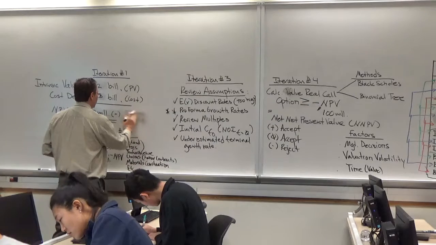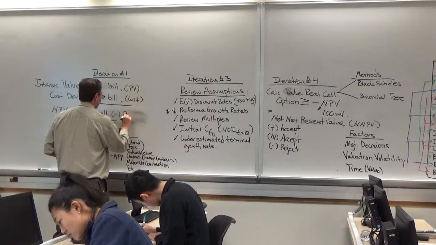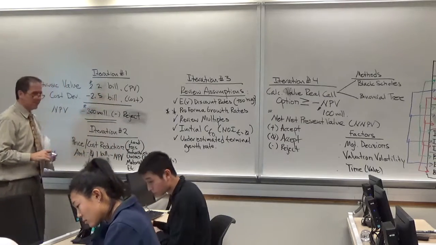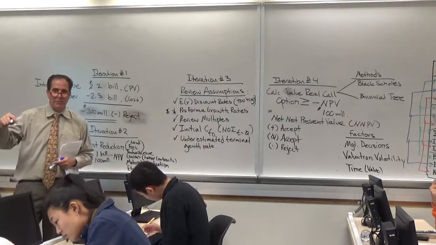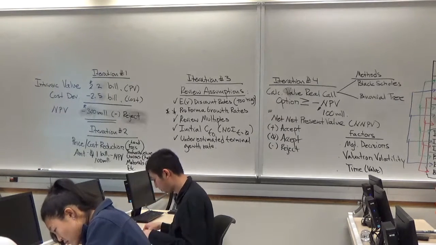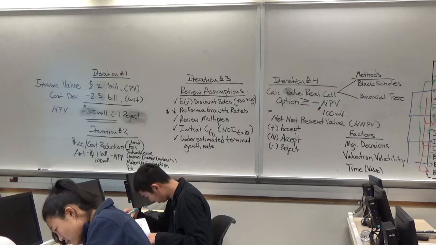Did Boston Properties want to do this? What did it do? Went to iteration two. Well, they can't reduce the price because the building wasn't for sale. It's a development. So they've got to go back and review all their construction costs.